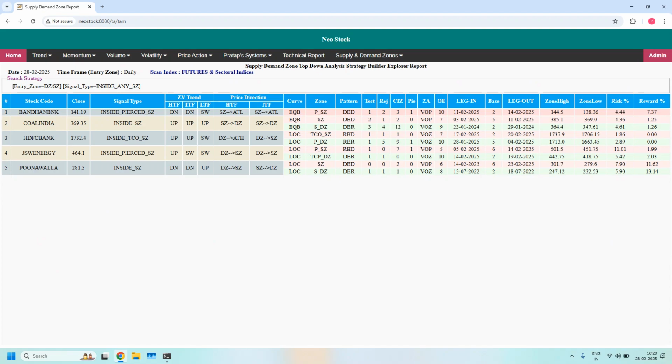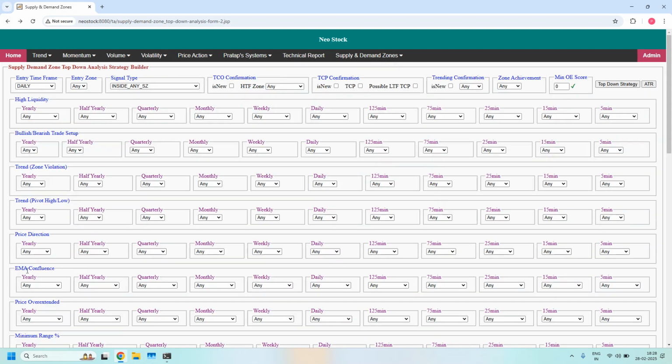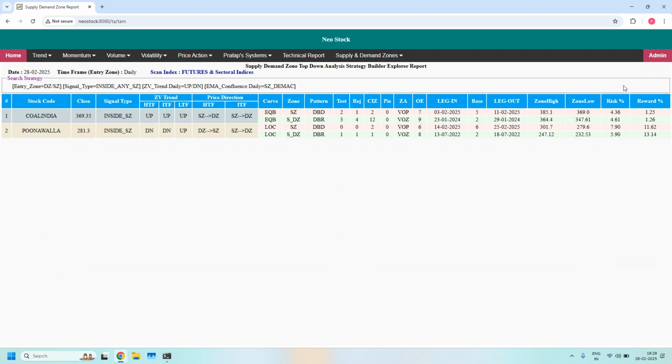Out of these 5, how many daily supply zones are having EMA Confluence? Let's verify. In the EMA Confluence, daily time frame, setting the filter, daily supply zone having daily EMA Confluence or not. And also trend on daily should not be sideways. So it can be up or down. With these filters, we got only 2 stocks. So these 2 daily supply zones are having daily EMA Confluence. So this is about the daily time frame.